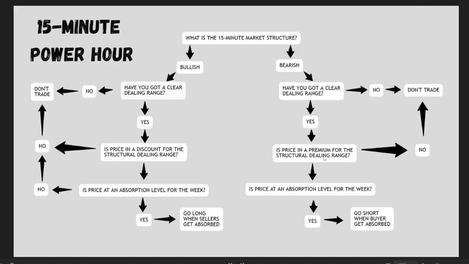Once we have that 50%, the next thing we're looking for is price at an absorption level for the week. In other words, an absorption level for the week is just a key level. This is where a lot of traders go wrong. A lot of traders don't follow this process, and the times when they do follow it, they often get messed up at this point. The sad thing is, if price is not at an absorption level for the week, it means your trade is not valid, but a lot of people try and go short anyway. If price is not at an absorption level for the week, you don't trade. So this is the basic logic.